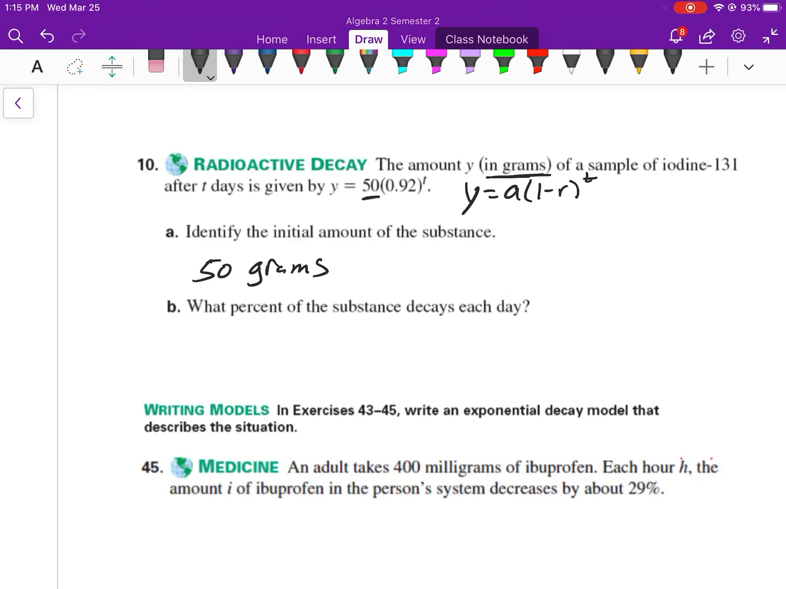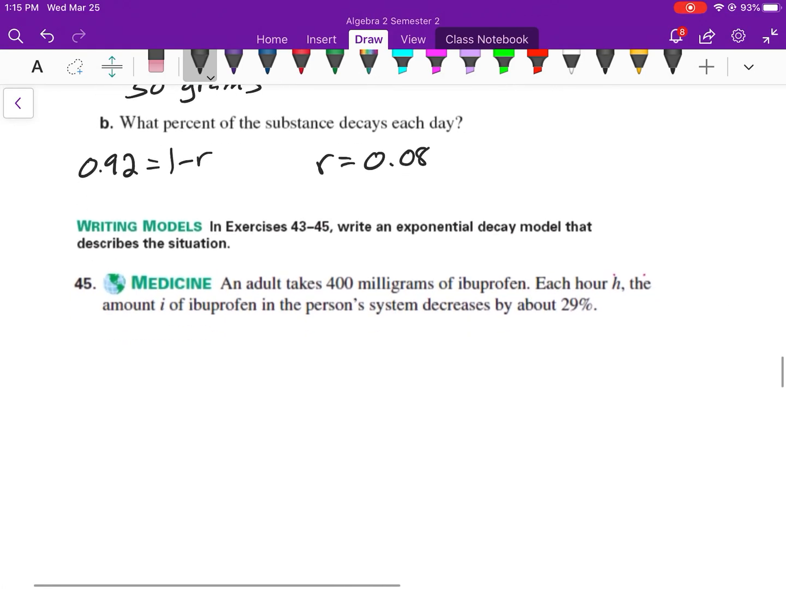Now, what percent of the substance decays each day? So if you remember, we know the base value is 0.92, and this question is basically asking for that R value. So that 0.92 is in place of the 1 minus R. So if I just go ahead and make an equation and you solve for that, you're going to get 0.08. So 8% of the substance each day is decaying.